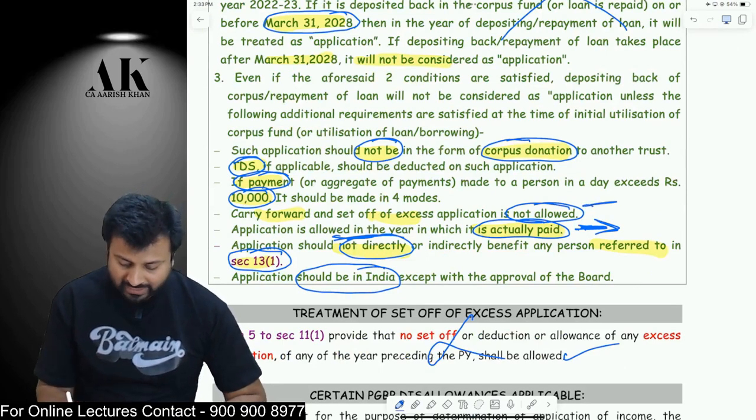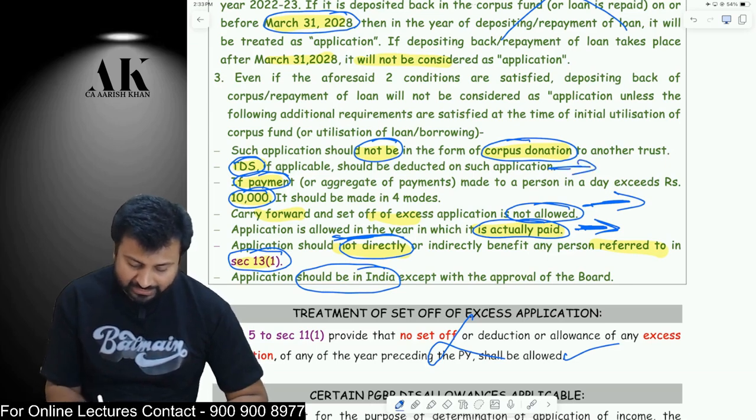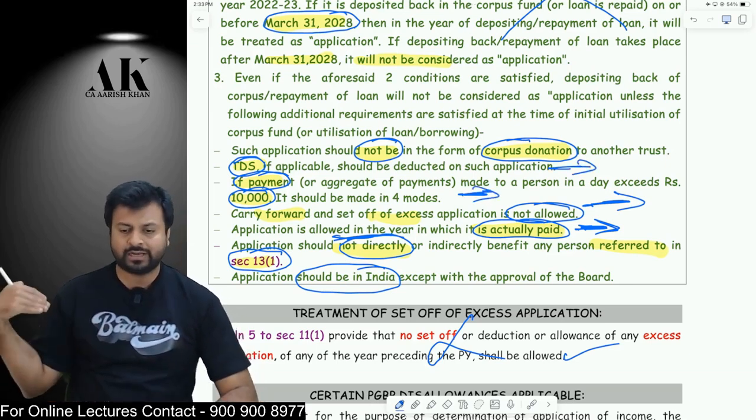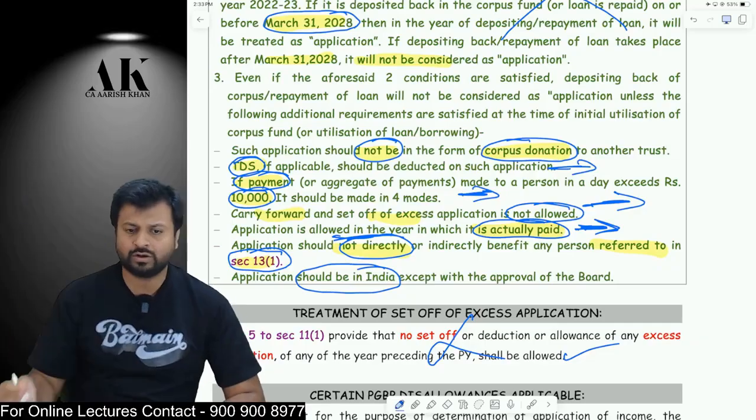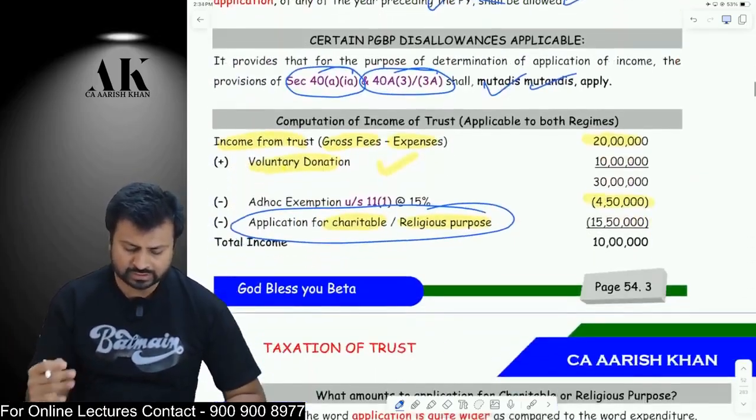Here also it was written that set off of loss is not allowed. Here also it was written that your TDS has to be deducted, payment in more than. So all these points which I am telling you now, all those main points are mentioned over there in the amendment also. Okay, that was just a clarification.